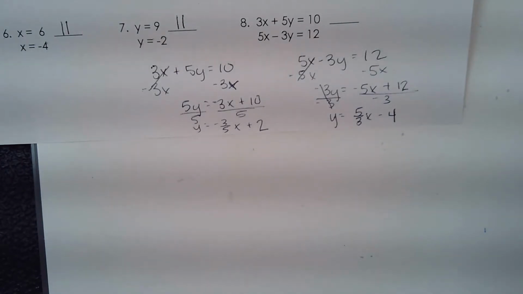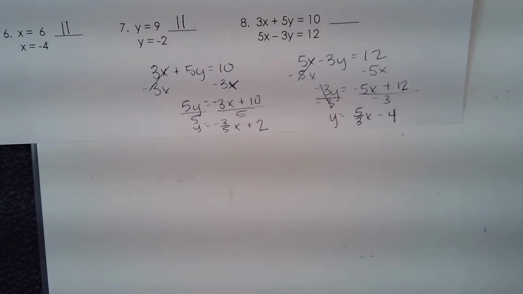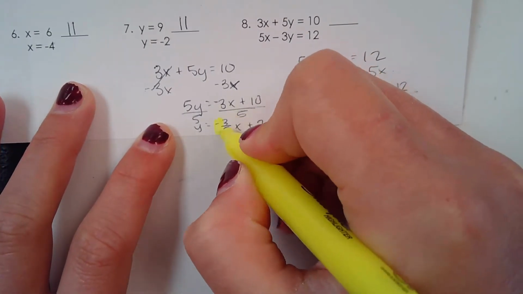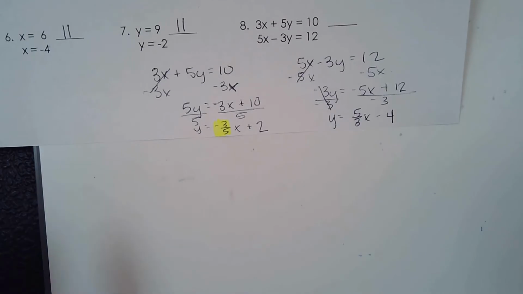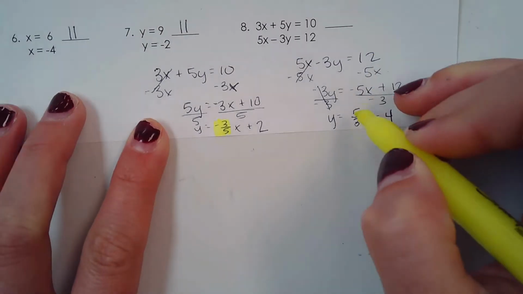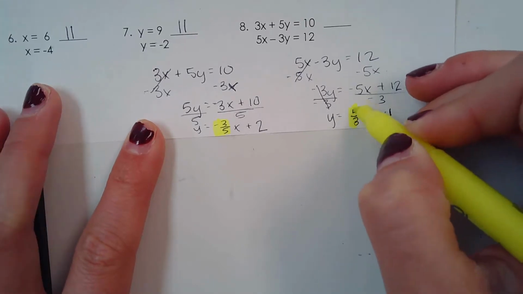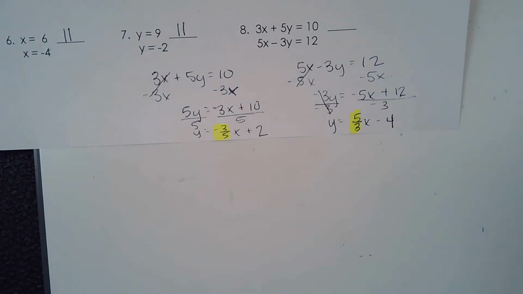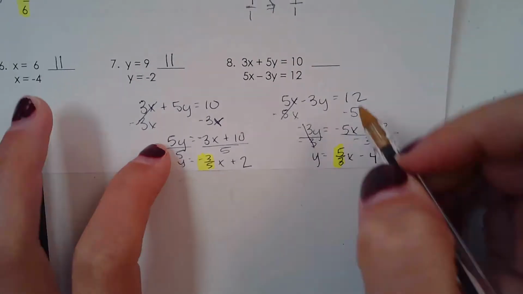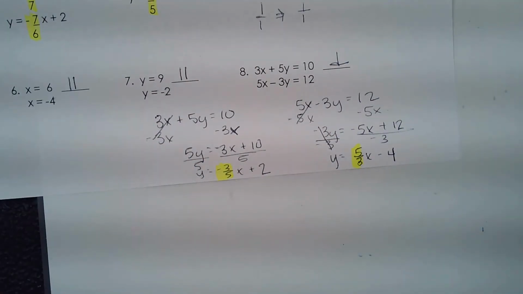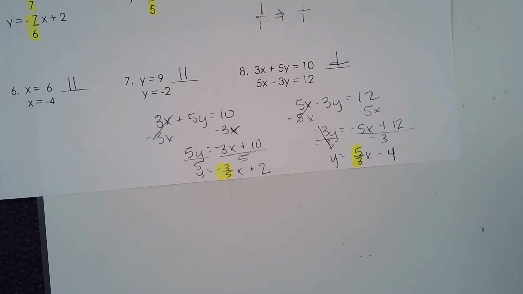So compare your slopes now. What's the slope of the first one? What's the slope of the second one? So are those opposite reciprocals? Yeah, we got opposite signs. You flip the fractions. They're the same. So what does that mean? Perpendicular. So we're going to pause on the notes for right now. We'll come back to them in just a second.